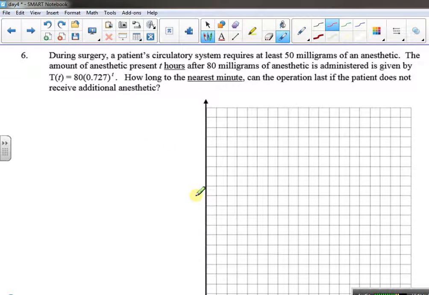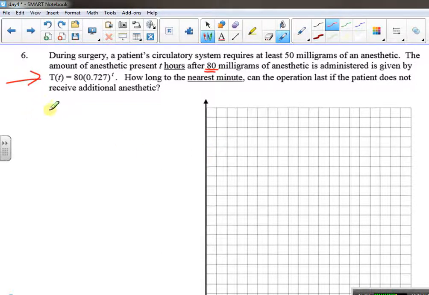Okay, the amount of anesthetic present t hours after 80 milligrams is administered, well, there's an initial amount right there, 80 milligrams, is given by this function. Often you will be given a function. If you're given the function, please use the function that you're given. Don't try to change it around.